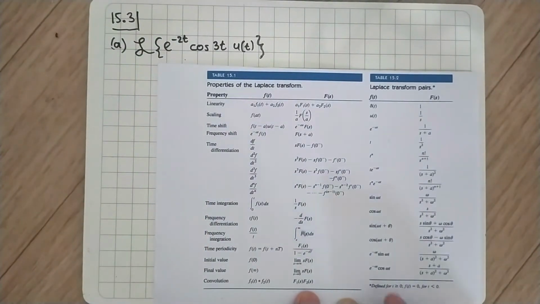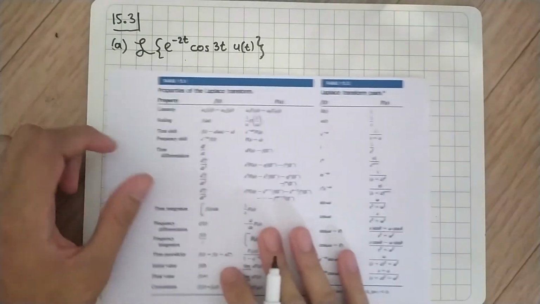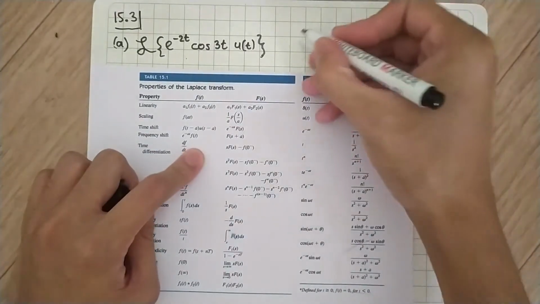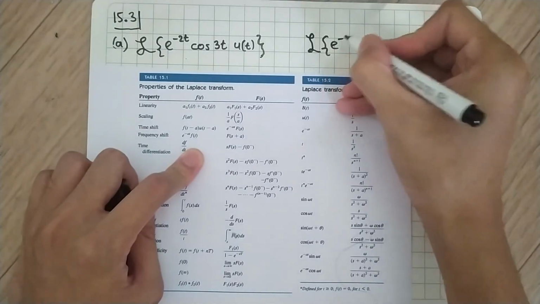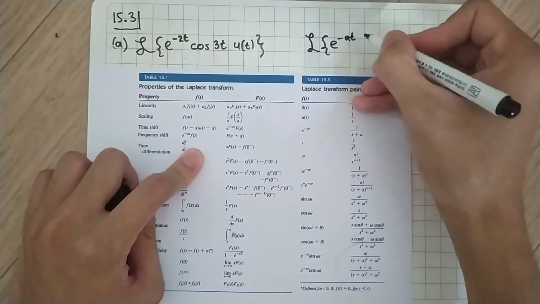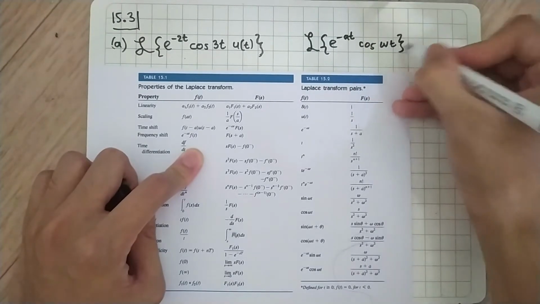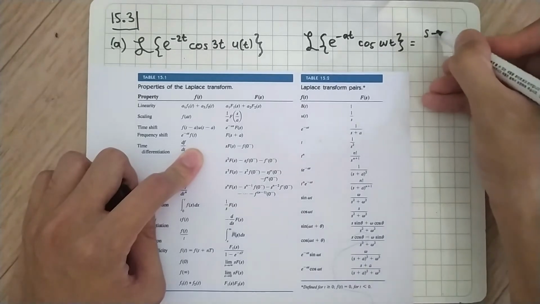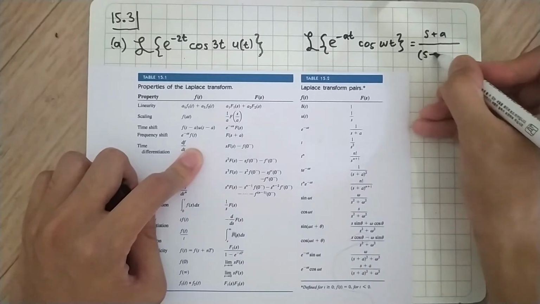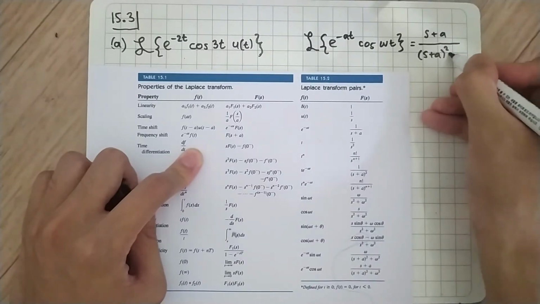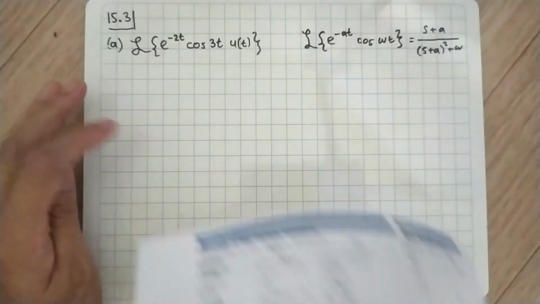So here we have e to the minus at. So the Laplace transform, let's write what's on the table. The Laplace transform of e to the minus at cosine omega t is equal to s plus a over the quantity of s plus a squared plus omega squared. Okay, here is what is on the table.